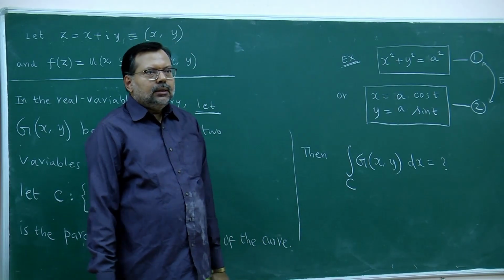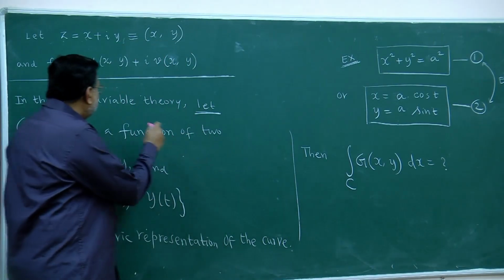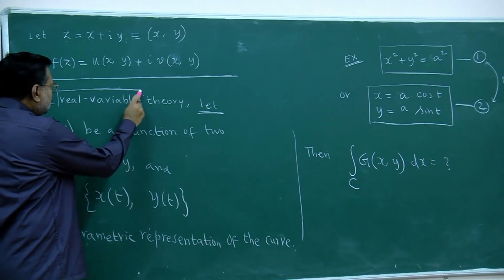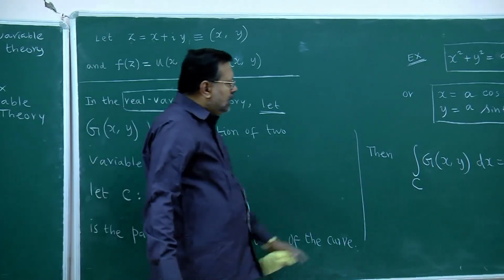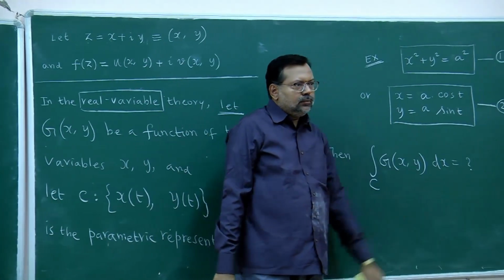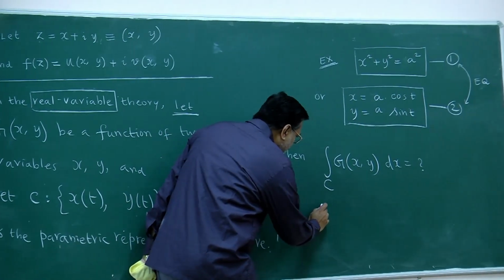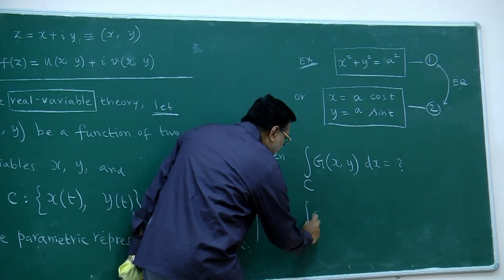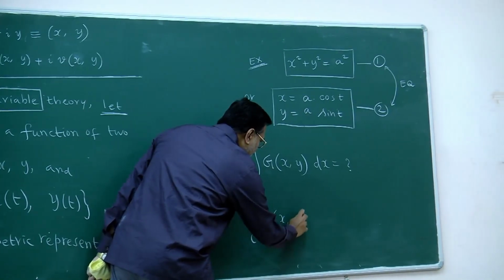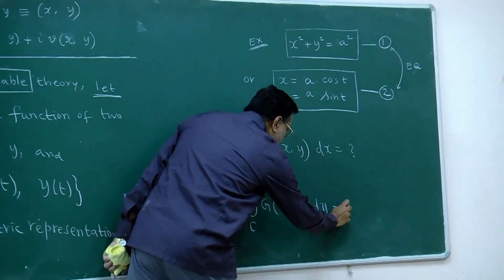If this idea is clear, so now we are talking about the real variable theory here. Now, since we are going to talk about real variable theory, this is x here. So this is one option. How to evaluate? And similarly, you can also consider the integral over C of g of x comma y dy, is how much?